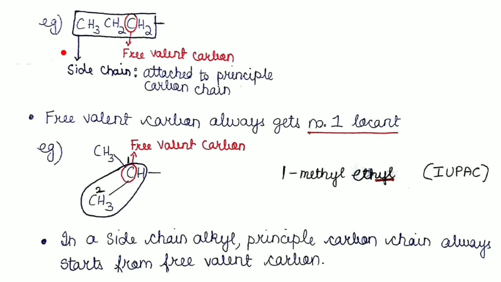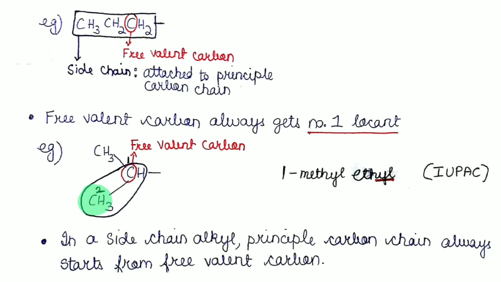Here we have certain rules to be followed while naming the side chain. The first one is that the free valent carbon always gets number 1 locant. We can understand what we mean by this with the help of an example. Here this is our side chain, and we might think that we can start our naming like this, with this carbon being the first carbon atom of the side chain. However, we know that this is our free valent carbon. So we will not start our naming from this carbon atom or this carbon atom that are the terminal carbon atoms of the side chain.